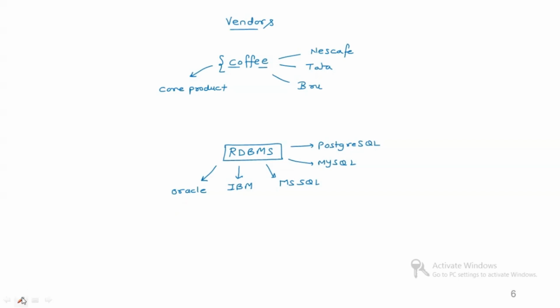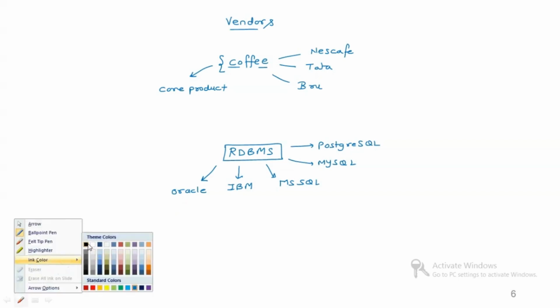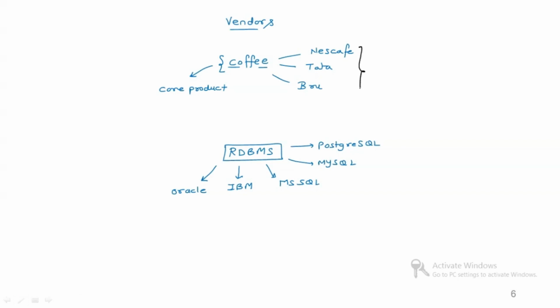So what difference will you find? If I talk about this example, all of them are selling the same product, which is coffee. But the difference that you will find is with the flavor. Nescafe flavor will be different, Tata flavor will be different, Brew flavor will be different. So the difference is in the flavor.